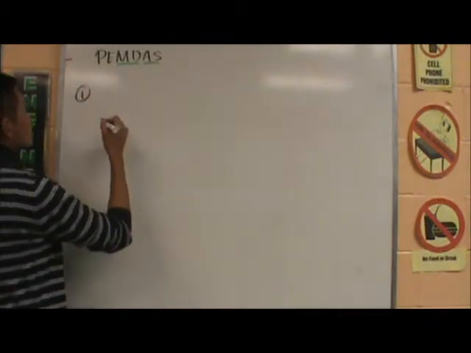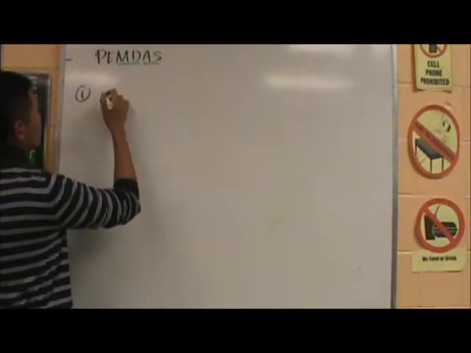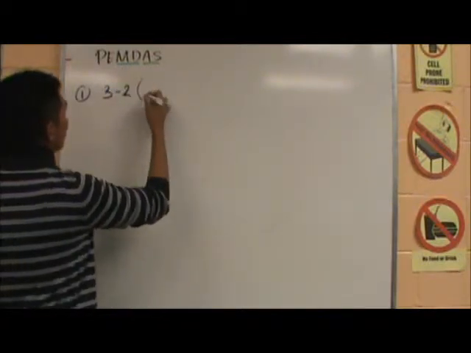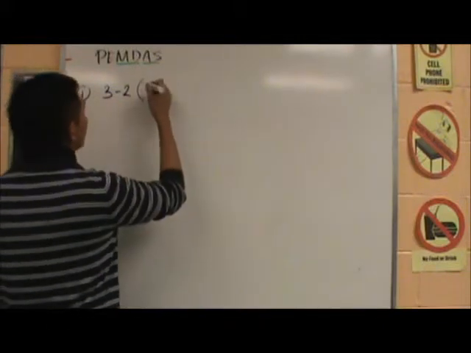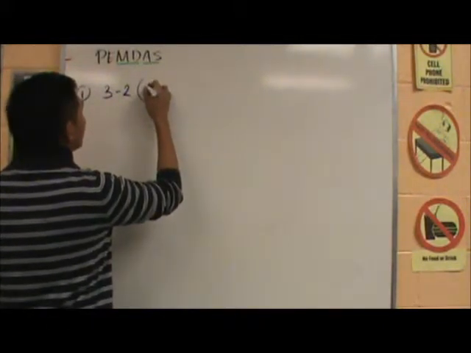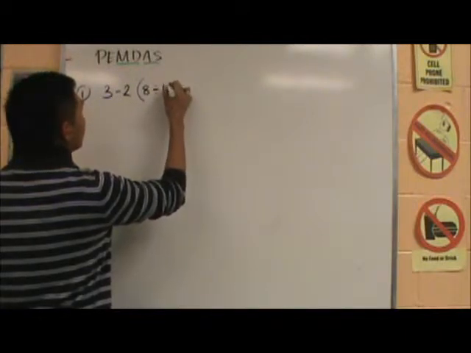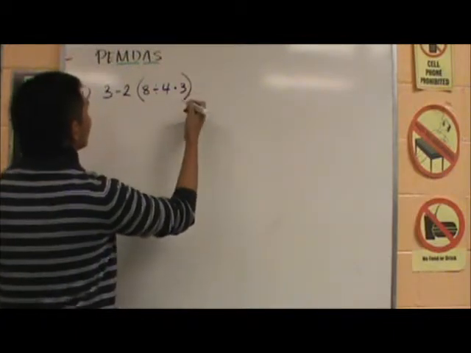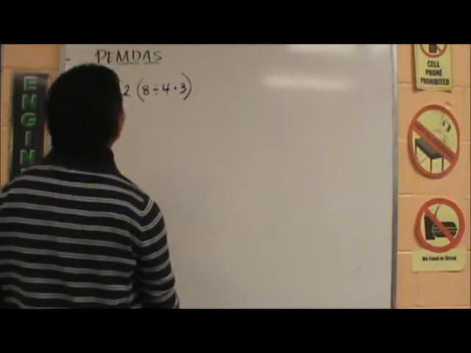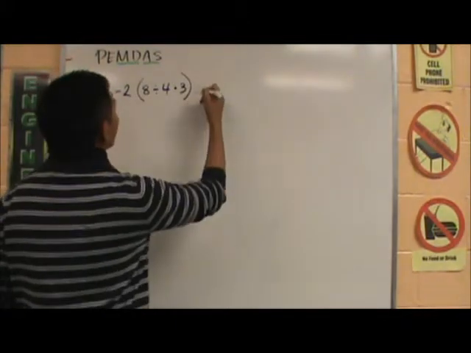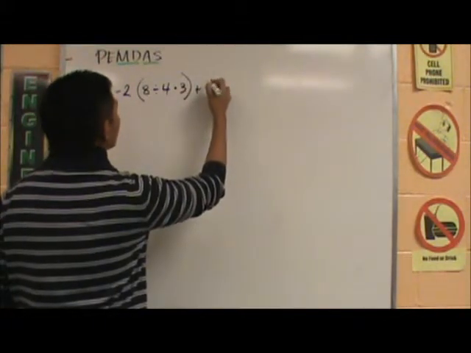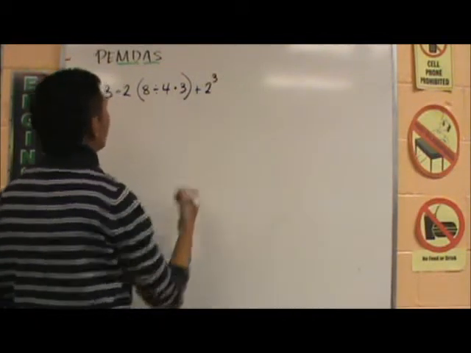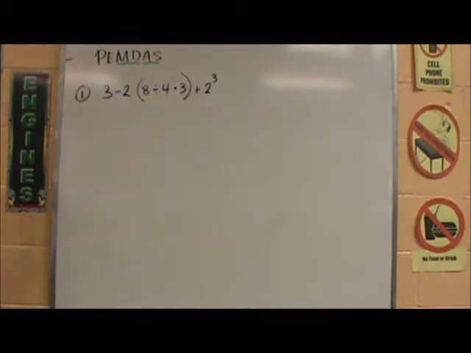For example, let's say we have 3 minus 2. Here you go, and then 8 divided by 4, and then times 3, plus 2. Here you go.